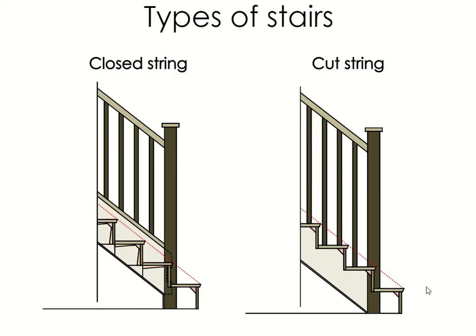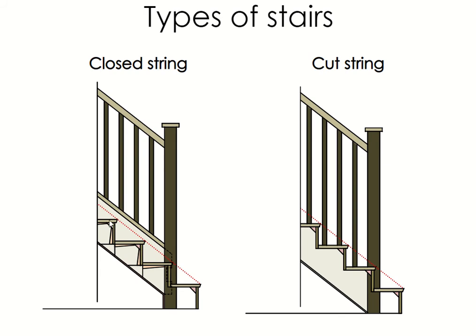So there's two types of stairs. There's a closed string and a cut string. What's the difference? The difference is in this area here. Remember the string is the board here that covers underneath the steps. You can see the closed one, if you're standing in the hallway downstairs and you look at the stairs, you can't actually see these steps because it's covered.